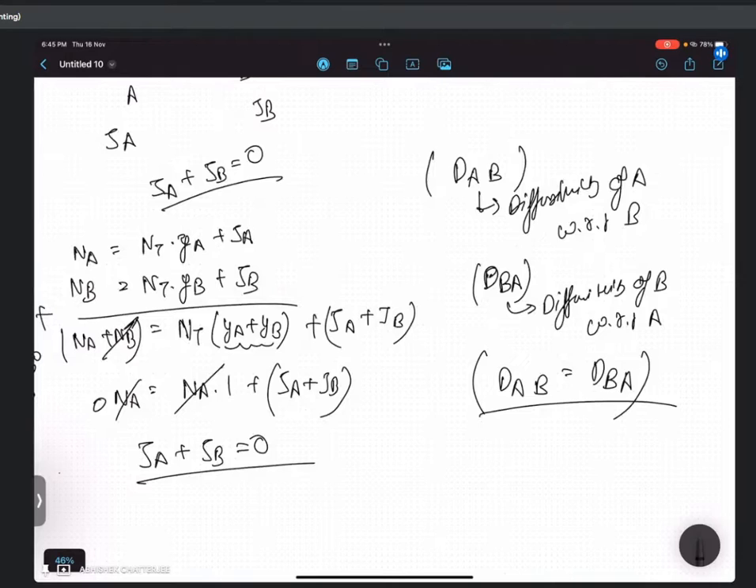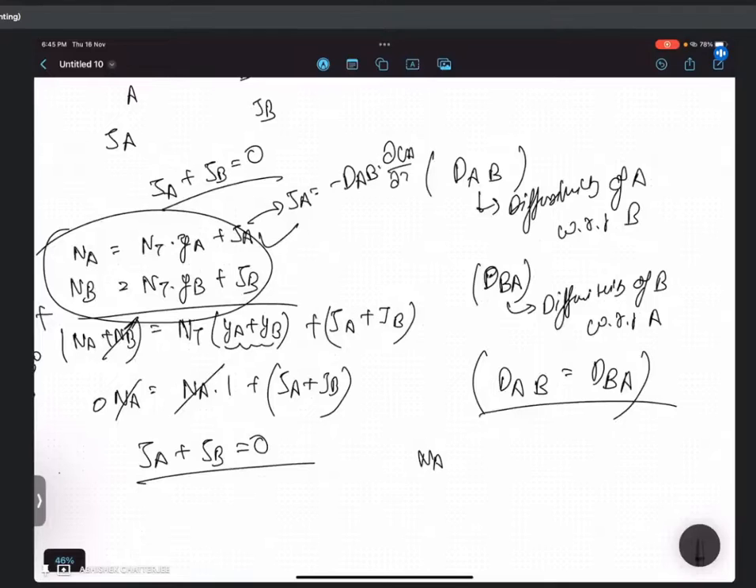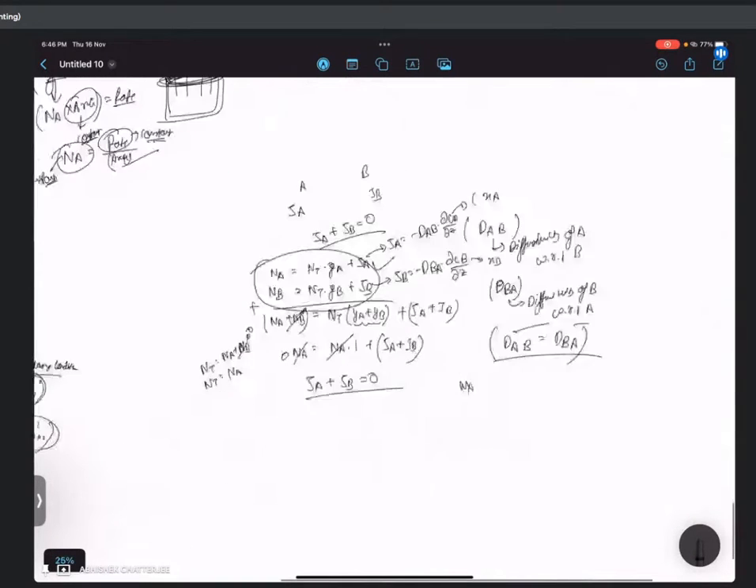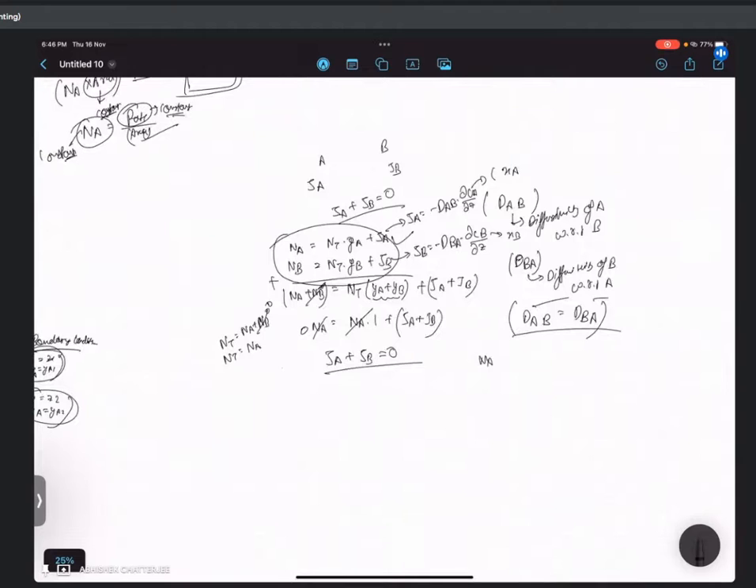Very simple. You just take two formulas again. Start from here. Put JA equal to minus DAB into dou CA by dou Z, and put JB equal to minus DBA into dou CB by dou Z. From here, convert this CA into XA or YA, anything, and convert this CB into XB or YB, and then add these two equations. From here, you will get that your DAB and DBA will be equal. So these are very basic things. You must be knowing them, or else they may create confusion.